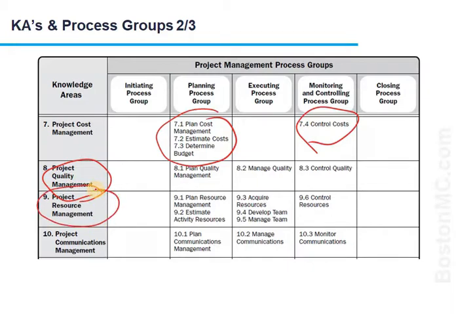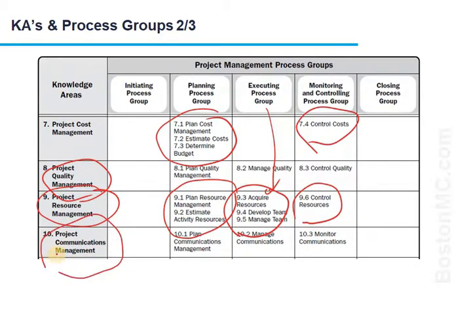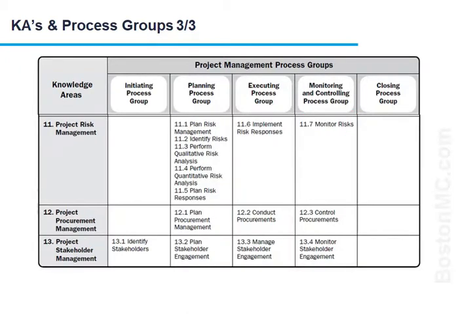Resource management is mainly HR, so it has to do with identifying the resources and estimating how many you will need, and then in the execution you'll see that we have to go and acquire the resources, develop them so they can do efficient work on the project, and then manage them when there's problems. And then we control those resources as part of monitoring and control. Communication management has to do with identifying what information needs to be shared on the project. We plan for it, we make sure it happens, and then we control it if there's problems.